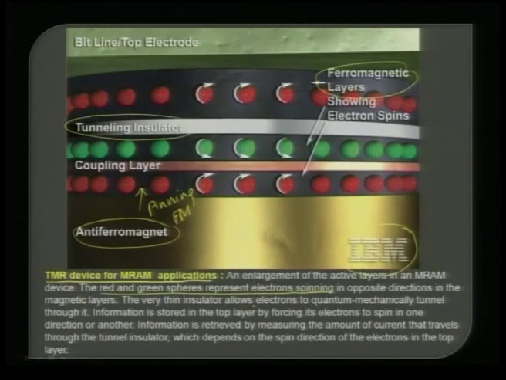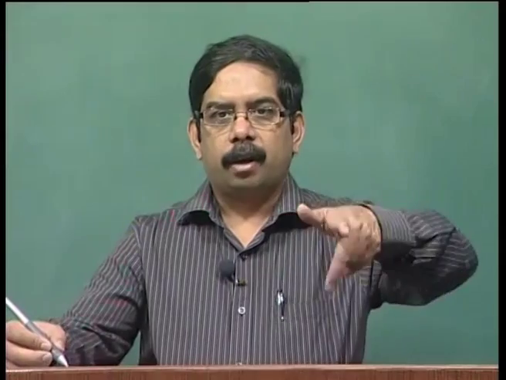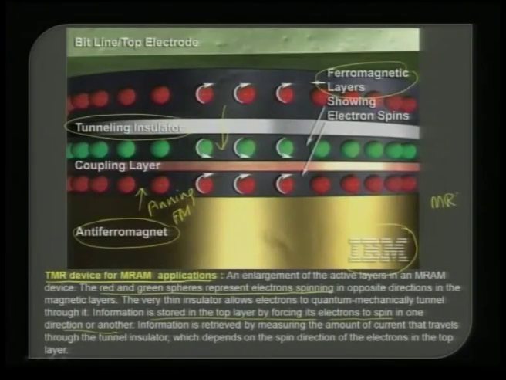The very thin insulator allows electrons to quantum mechanically tunnel across this interface, and information is actually stored in the top layer by forcing its electron to spin in one direction or the other. So, this is the free layer where the flip can either be clockwise or anti-clockwise depending upon the configuration and depending upon the magnetic field direction. So, this is one of the major developments in the magnetic storage, where thin layers of ferromagnetic metals are actually stacked across a non-magnetic layer or an insulating layer. I will come to the details of it later.